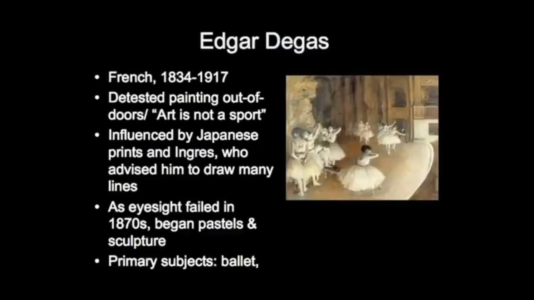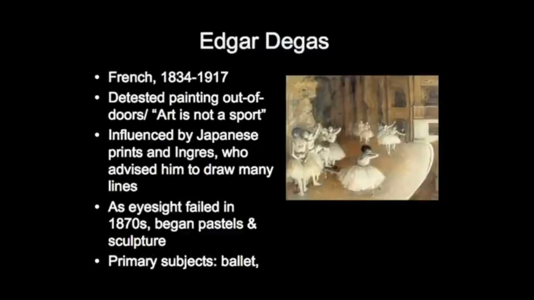Edgar Degas, another French artist, lived until 1917, so we're discovering that many of the Impressionists lived quite a while. Now, he was quite different from Monet in that he detested painting out of doors. He said art is not a sport. He felt that was too much of a challenge to go out and paint in that way.